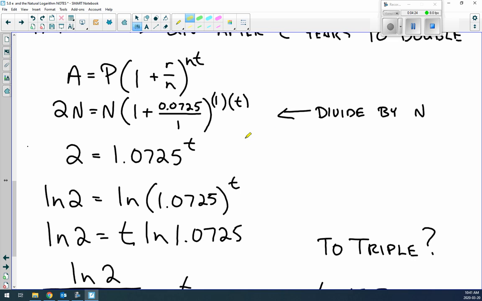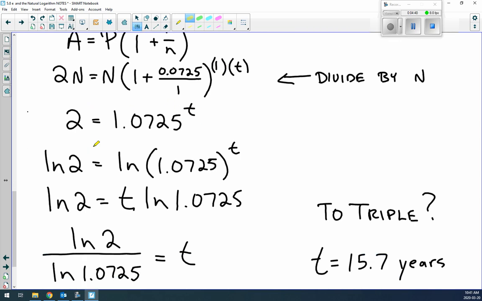We don't know the time. So we can deal with this. Well, how do you get rid of the N in this case? We can divide both sides by N. That's easy. That would just get your numbers down. And then you take this divided by 1 plus this. That's just 1.0725, all raised to the t, because 1 times t is t. Well, look at this. That's simplified down really easy.